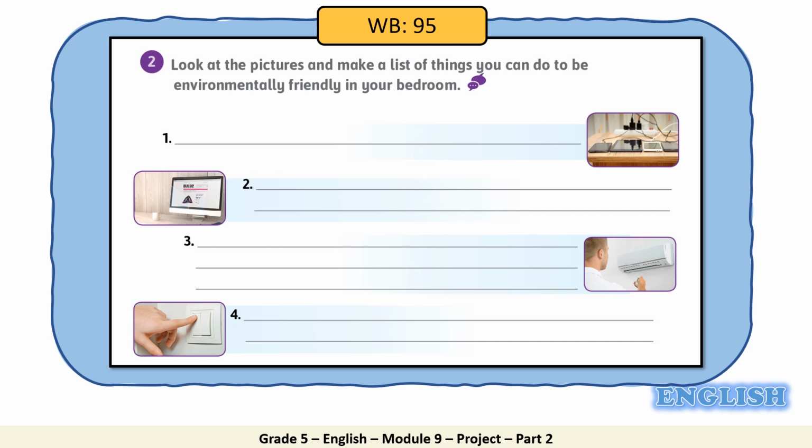Okay, start by looking at the given pictures, then write 1 or 2 sentences about what you can do to be environmentally friendly in your bedroom. The sentences can be in the imperative form or in the negative one. Pause the video until you're done.